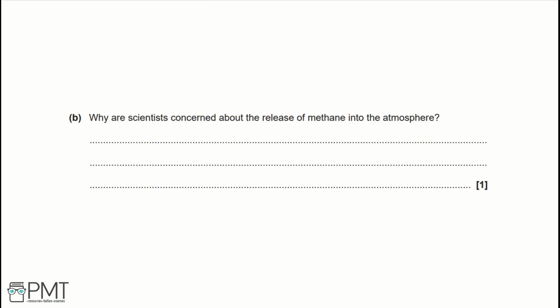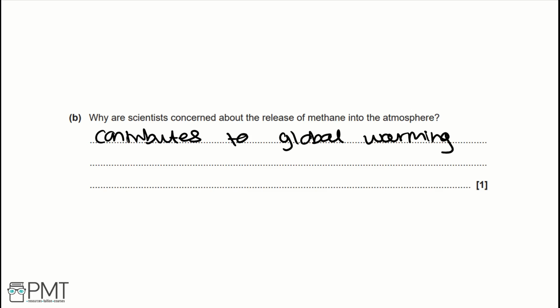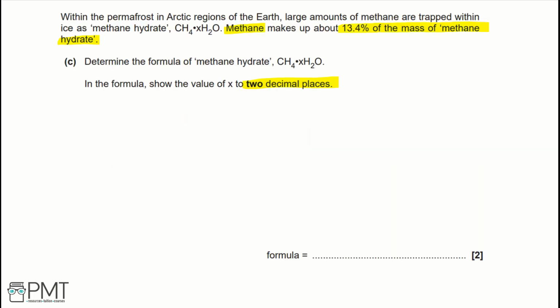B. Why are scientists concerned about the release of methane into the atmosphere? Well, methane is a greenhouse gas and therefore contributes to global warming. So that is our set statement that we're going to write to get our mark for this question. So writing contributes to global warming, we'll get our mark.